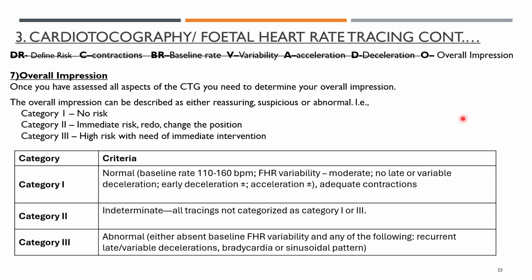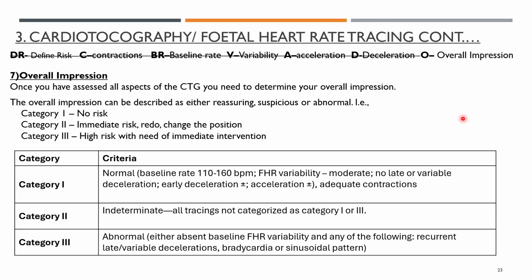Their baseline rate is normal, between 110 to 160. There is variability between 6 to 25 or more. There is no late or variable deceleration. There may or may not be early deceleration, and there may or may not be acceleration. And there are adequate contractions in a 10-minute window.